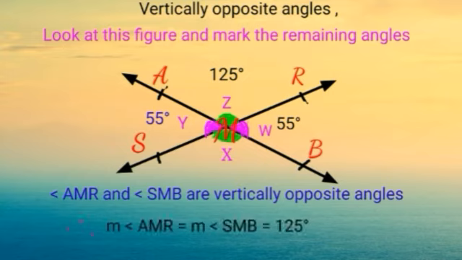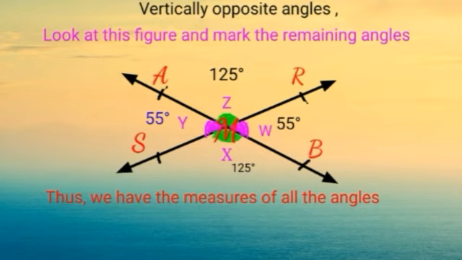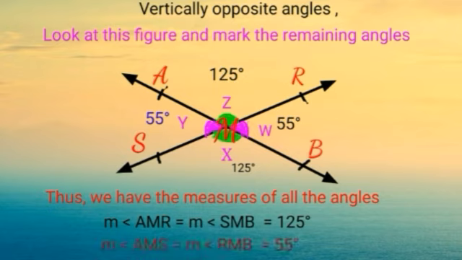Therefore, measure of angle AMR is equal to measure of angle SMB is equal to 125 degrees. Thus, we have the measures of all the angles. Measure of angle AMR is equal to measure of angle SMB is equal to 125 degrees. Measure of angle AMS is equal to measure of angle RMB is equal to 55 degrees.